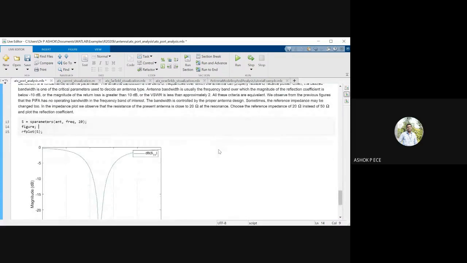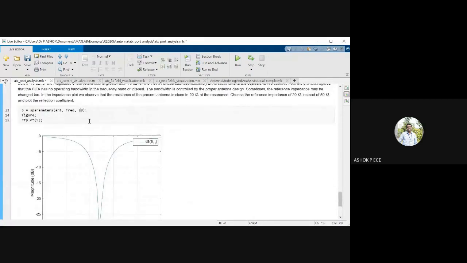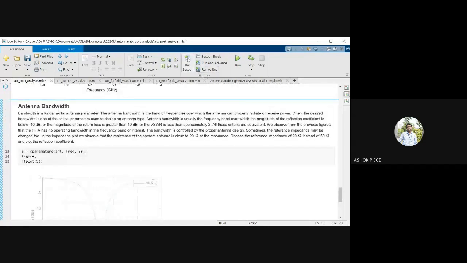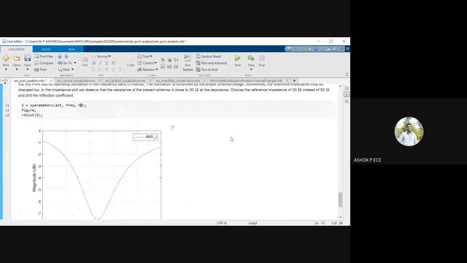Okay, so the bandwidth is very, very narrow. Currently the impedance is close to 20, right? Ideally, the impedance has to be close to 50. So we have to change the impedance and see. So here you see, they're giving 20, now I'll give 50. I'm changing the value to 50, see what is happening. Now you see how the bandwidth has changed.